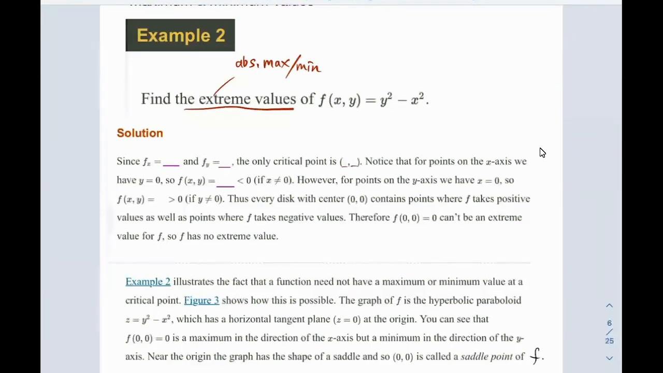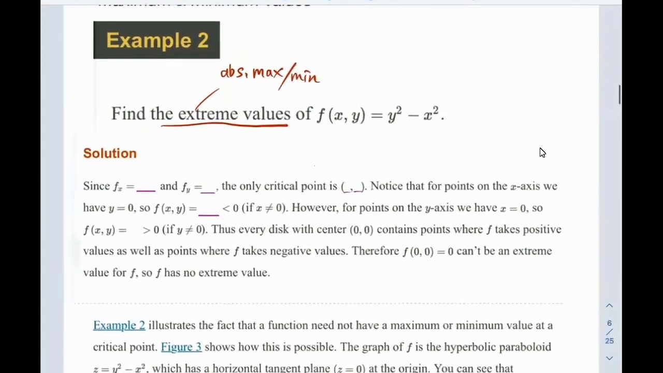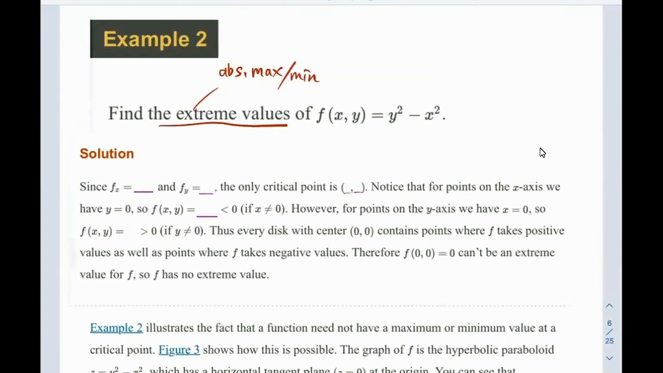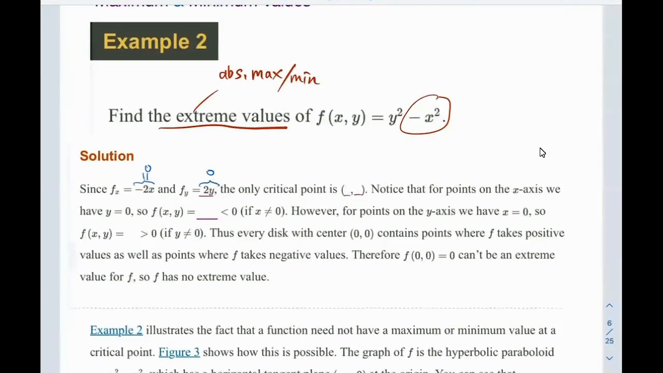And to find those critical points, we need to take partial derivatives. So we're going to take the partial derivative with respect to x here. And that's not hard, right? What's the partial derivative of this with respect to x? That is negative 2x. What's the partial derivative of this with respect to y? 2y. Okay. Now we're going to set both partial derivatives equal to 0 to find the critical point.